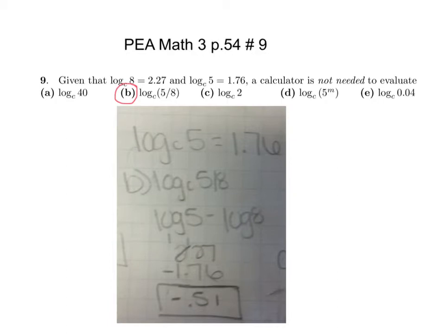Is that right? Yeah, because I had to subtract. It would be 1.76 minus 2.27. Got it. And I made it negative. I see. Okay, questions there?